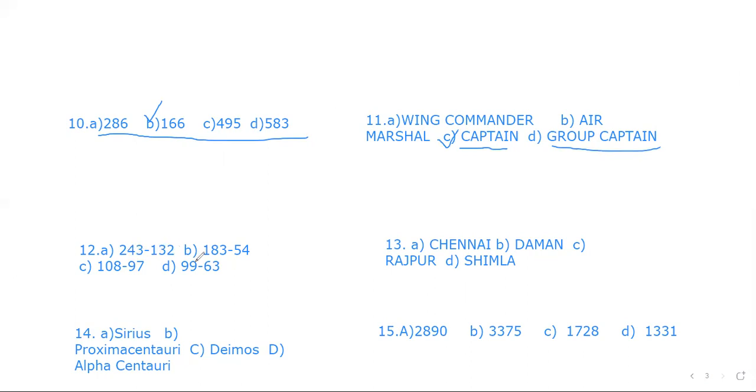243 to 132, 183 to 54, 108 to 97, 99 to 63. So let's see what the odd one is here. You check here. See here, at least one of the numbers is even. Here one odd, one even. Odd, even, odd. But here both are odd. So the odd one means both are odd here. See, luckily. So this is how you have to observe it.